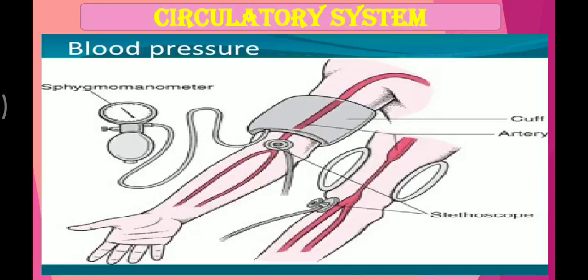What is the device used by doctor to check your heartbeat? Stethoscope. You remember, he keeps it in his ears and he keeps a thing on your heart and tries to listen to it. That is stethoscope. Whereas to measure your blood pressure he uses sphygmomanometer.